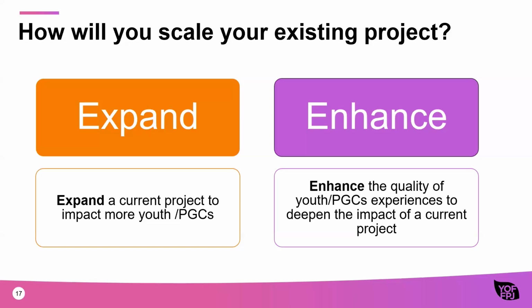There are 2 scale project types. One offers groups an opportunity to expand a current project to impact more youth or PGCs. Through this project type, more youth or PGCs are engaged and experience the benefits of the project. This project type allows you to continue delivering your core activities to reach a wider audience of youth or PGCs, broadening your impact. The second project type offers groups an opportunity to enhance the quality of youth or PGC's experiences and deepen the impact of a current project.